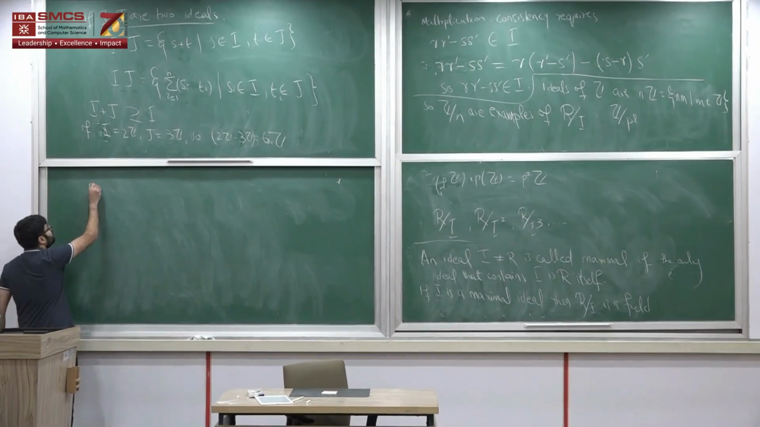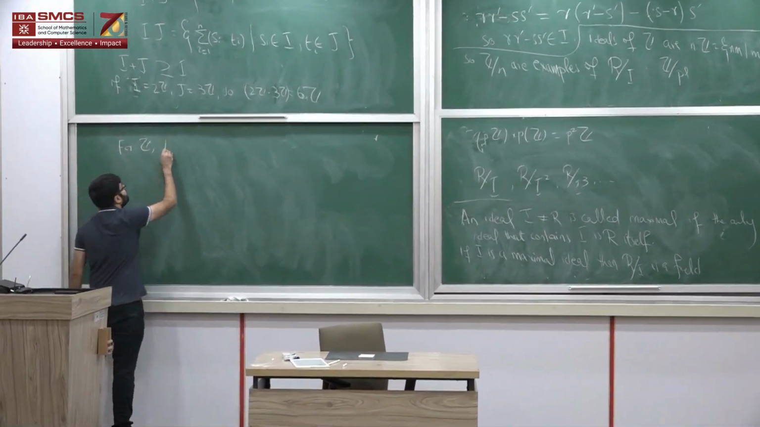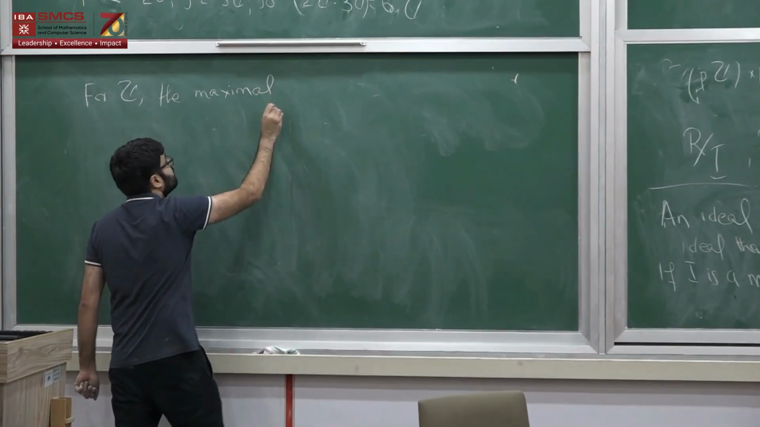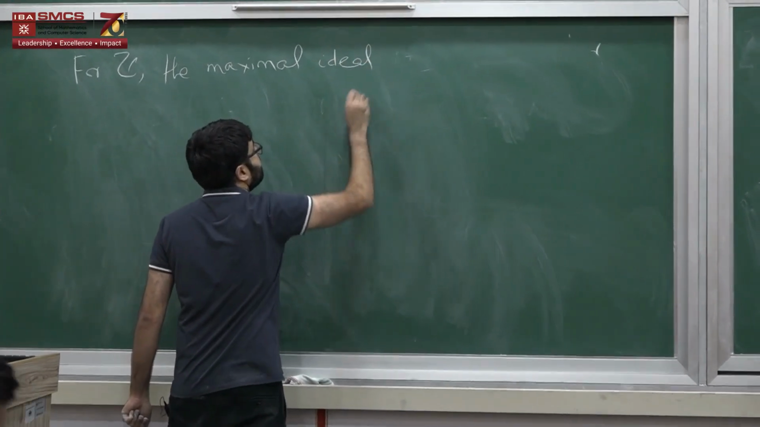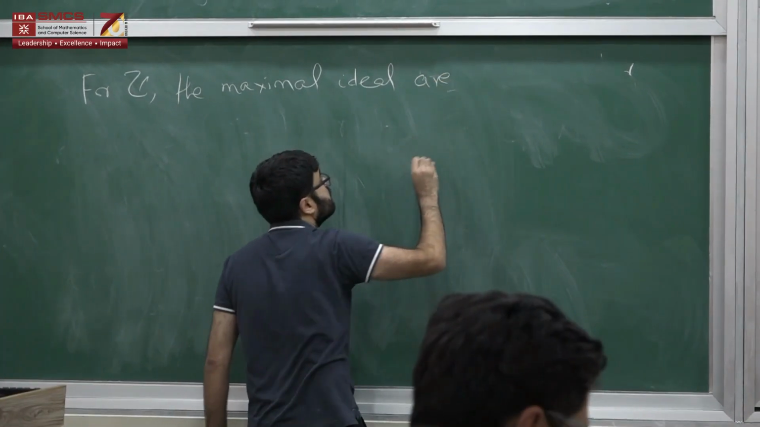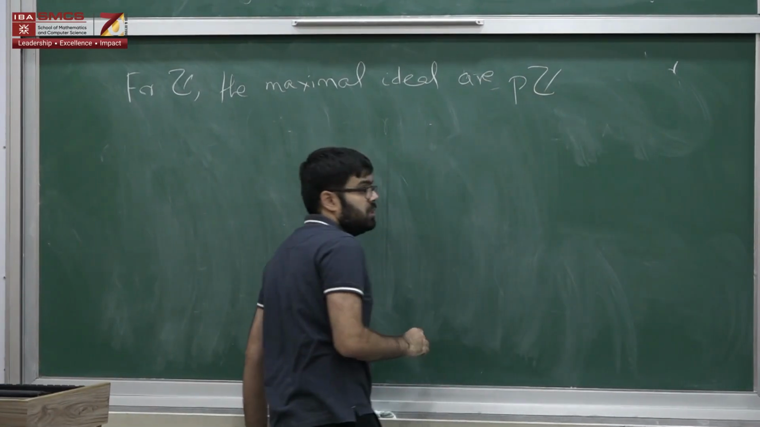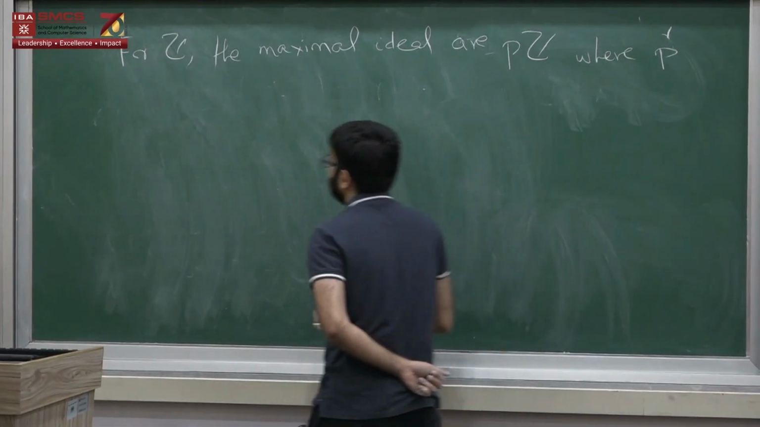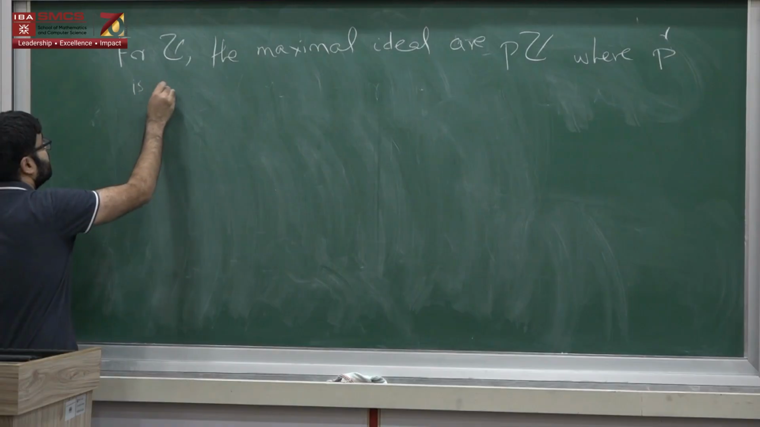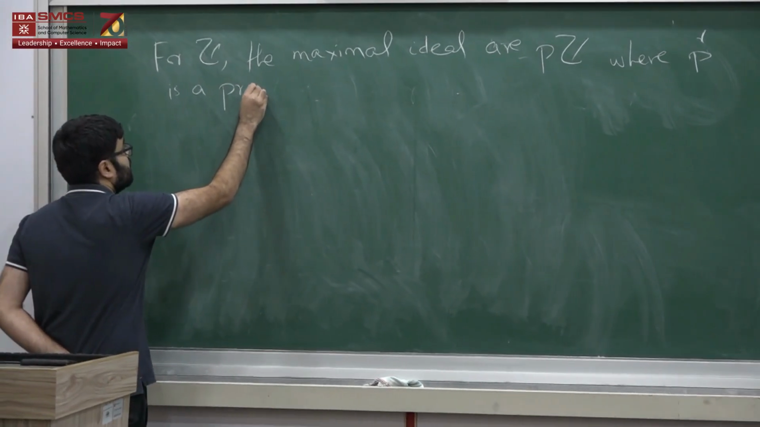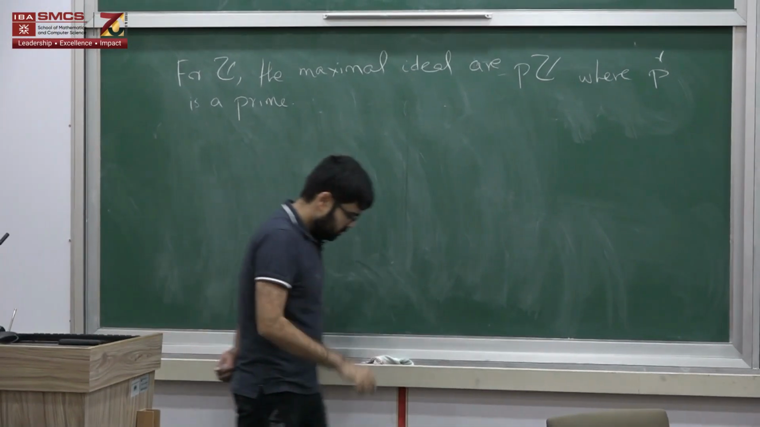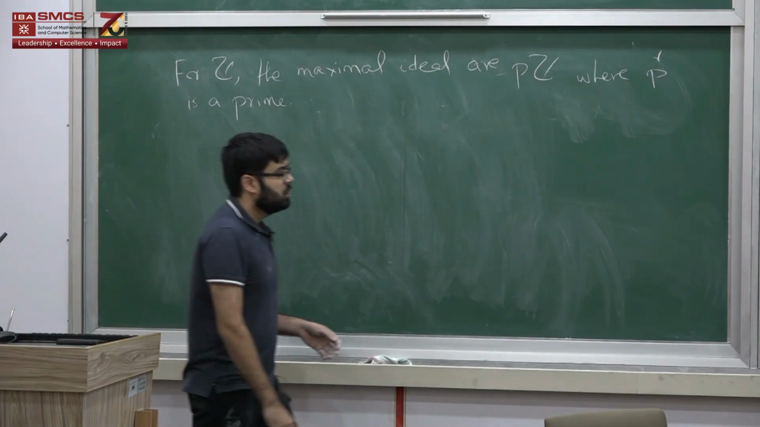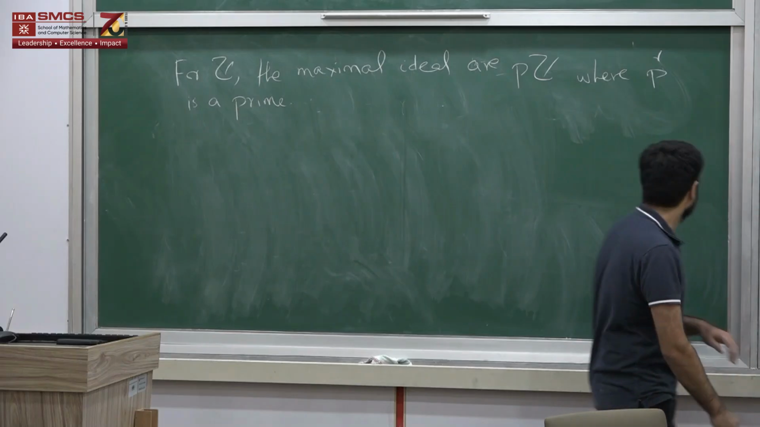So for Z, the maximal ideals are pZ, where p is a prime. So let's see, let's come back to this.